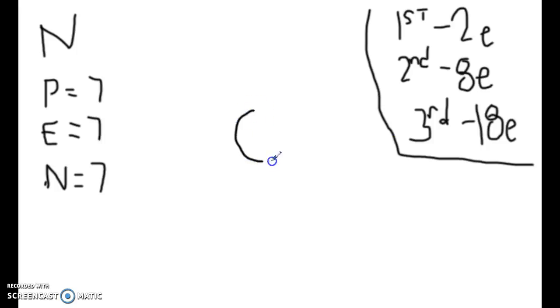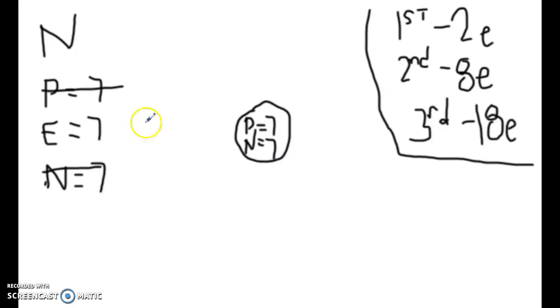Okay, so the first thing we've got to do is draw the nucleus. And what lives inside the nucleus? Hopefully, you said the protons, which are 7. So I'm going to put that in there, and I'm going to mark that out, and you'll see why in a little bit. And then the neutrons live in there also, and that would be 7 as well.